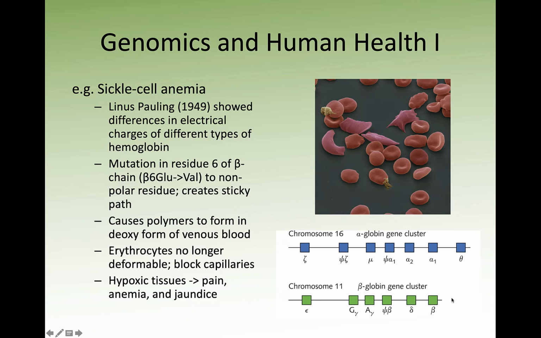This causes polymers to form in the deoxy form of venous blood. What happens is that erythrocytes lose their deformability, their ability to squeeze through small passages, and their flexibility, and they often block capillaries. This can then lead to all kinds of hypoxia issues in tissues, and can cause things like pain, anemia, jaundice, and other serious outcomes. This is one of the most simple cases where you have one individual mutation leading to a specific amino acid change, and that causes a big phenotypic change, which then underlies a very well-known and identifiable disease phenotype.